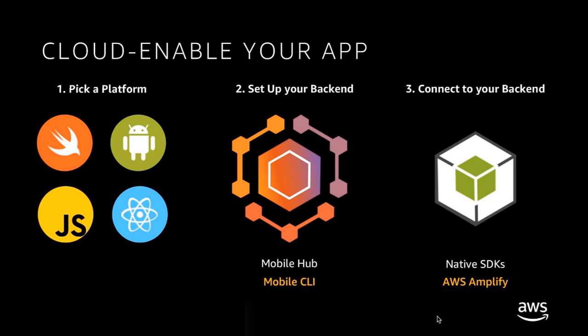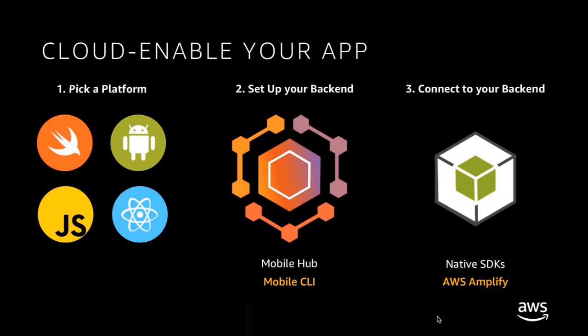Step 3, connect to that backend, using the native SDKs for iOS and Android and the newly released open source AWS Amplify library for JavaScript. That's web and React Native developers. You can cloud enable your app with the features you enabled in your backend. Let's actually see how this works.